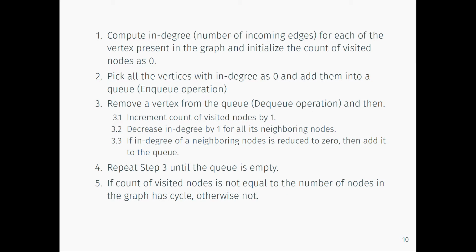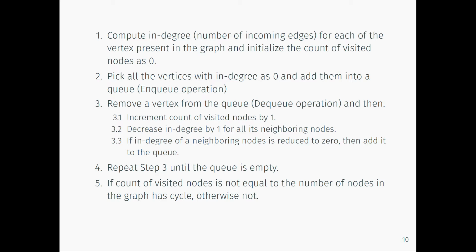The algorithm is: first compute the in-degree, which is the number of incoming edges, for each vertex present in the graph, and initialize the count of visited nodes as 0. Next, pick all the vertices with in-degree 0 and add them into a queue. It is an enqueue operation. Remove a vertex from the queue. It is a dequeue operation.